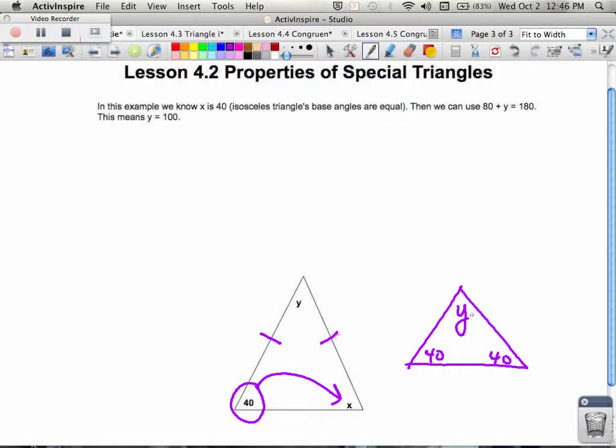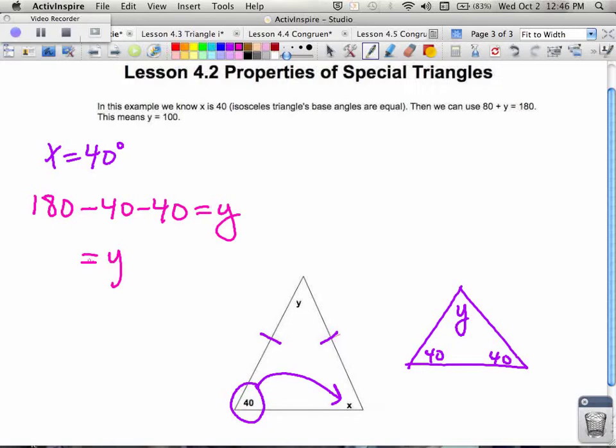So first of all, I know that my x was equal to 40 degrees because it was also a base angle in an isosceles triangle. If I try to find my y value, I now know that I have 180 degrees minus 40 minus 40 is equal to the remaining y angle, which means that when I solve this, I will get y is equal to 100 degrees. Again, using the isosceles idea and the interior angles equals 180 idea.